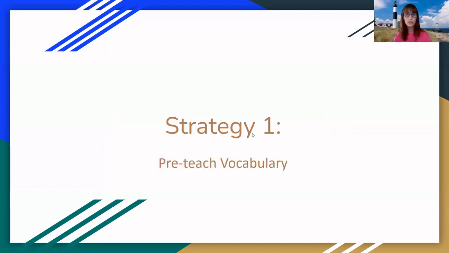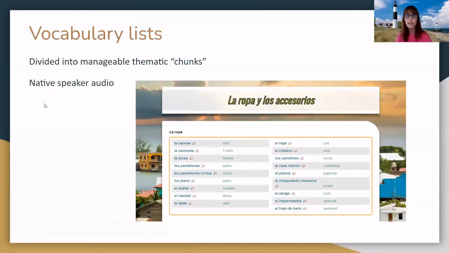So we'll start with our first strategy, which is pre-teaching vocabulary. And your Bellringers Digital text is great with giving you resources to help teach the vocabulary that your students need to succeed in your class. So the first thing that we have is your vocabulary list.